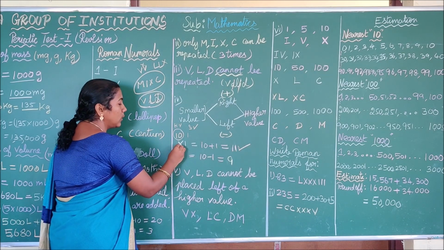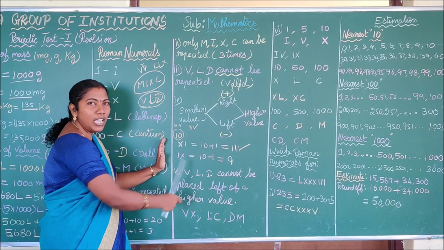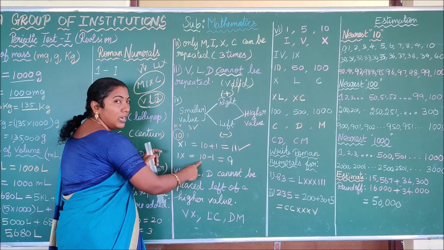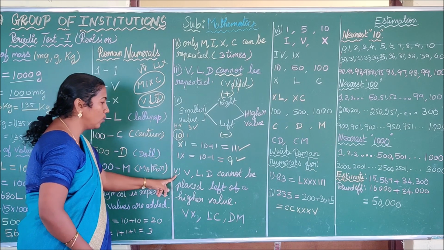I X. This value is 1. This value is 10. This smaller value comes on the left hand side of the higher value. So you have to subtract it. So you have to subtract the 1 from 10. Your answer is 9. I hope you understand this. Okay. See the next rule.